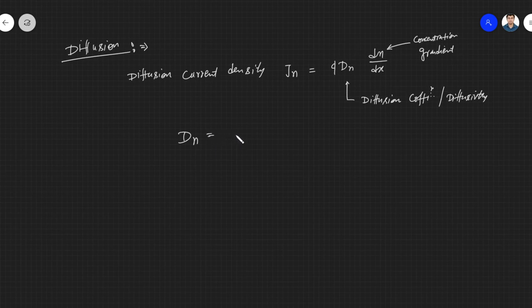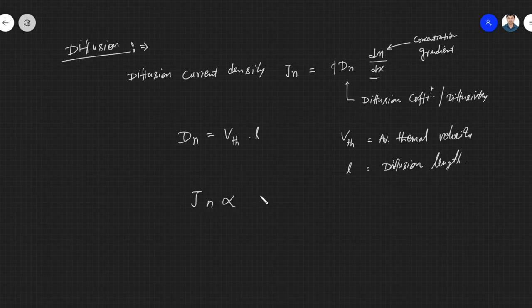The diffusion coefficient Dn is related to the thermal velocity. It's Vth into L. We know Vth is the average thermal velocity, right? And L is the diffusion length. Now you can see that the diffusion current is proportional to the spatial derivative of the electron density, right? So Jn.